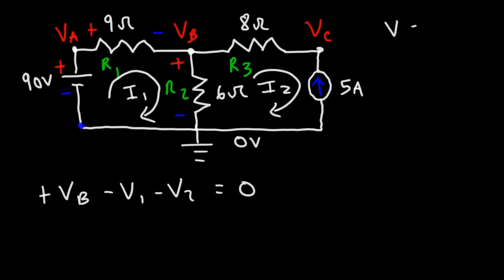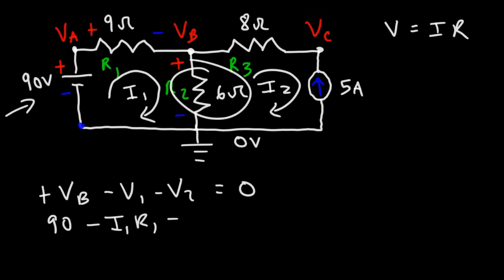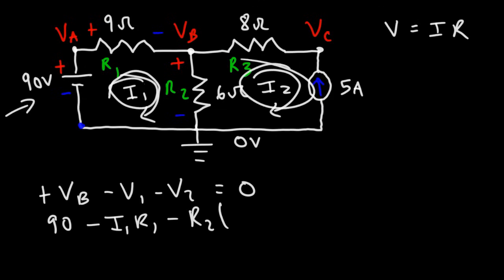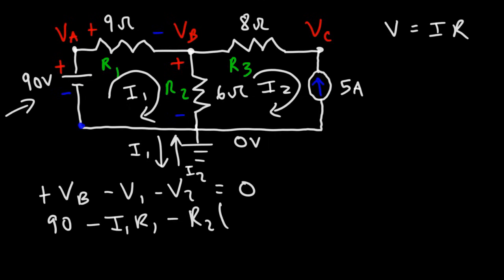Now keep in mind that voltage is equal to current times resistance according to Ohm's law. Now we already know what VB is. VB is equal to 90. V1 is going to be I1 times R1. V2 is the current that flows through R2 times R2. Now the current that flows through R2, it's really the difference between I1 and I2. We have I1 going down in this direction, I2 going up in that direction. So the actual current that is flowing through resistor 2 is the difference between I1 and I2.